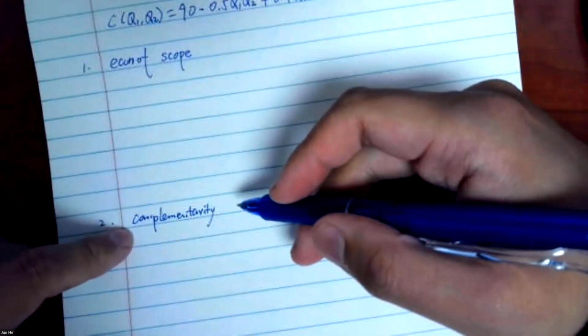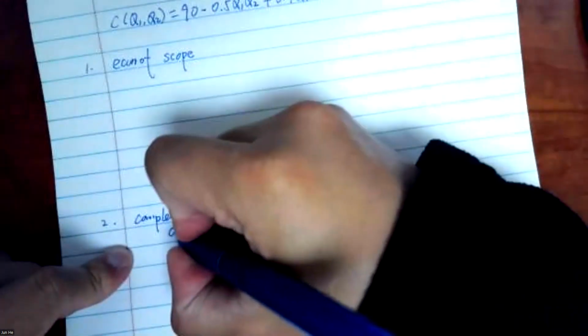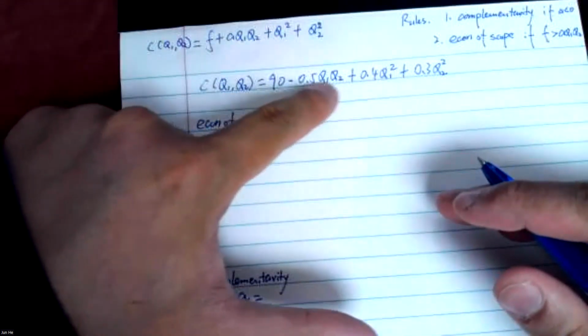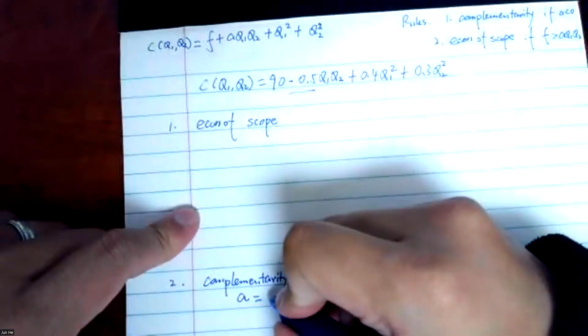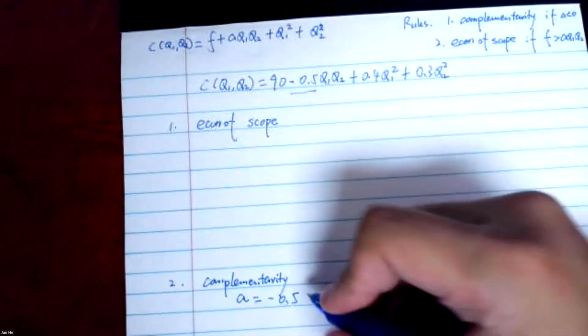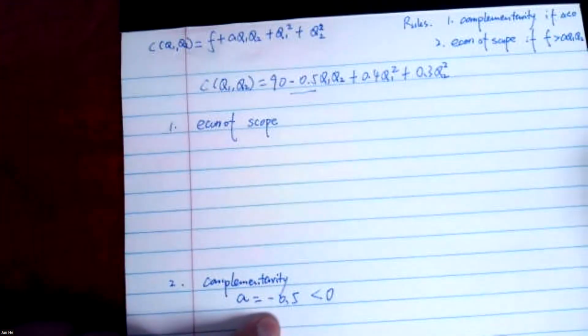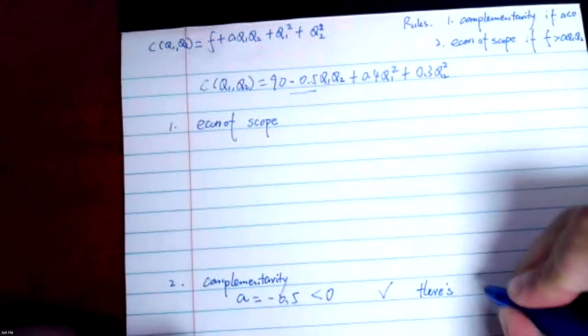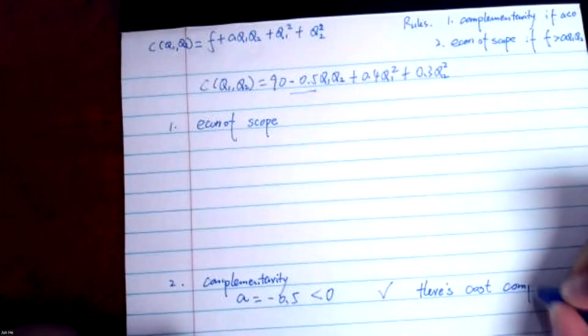Now let's go to the easier one. The complementarity is found by looking at A, the coefficient ahead of the cross term. So A is minus 0.5. A is smaller than 0. The conclusion is that, yes, there is cost complementarity.